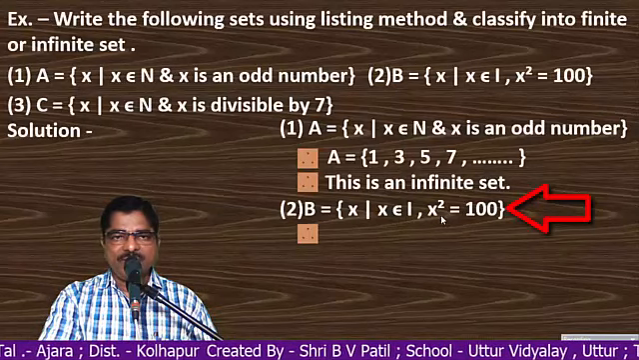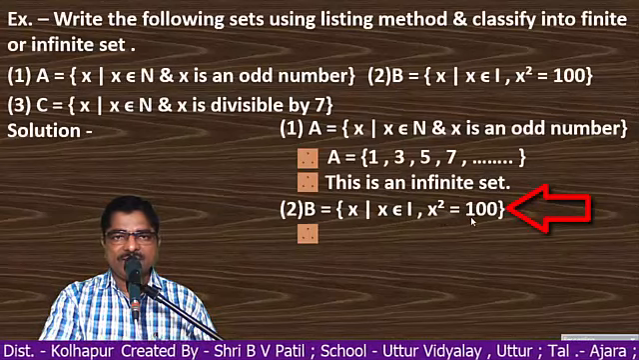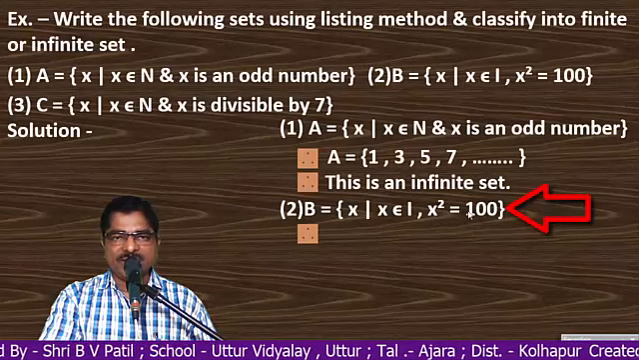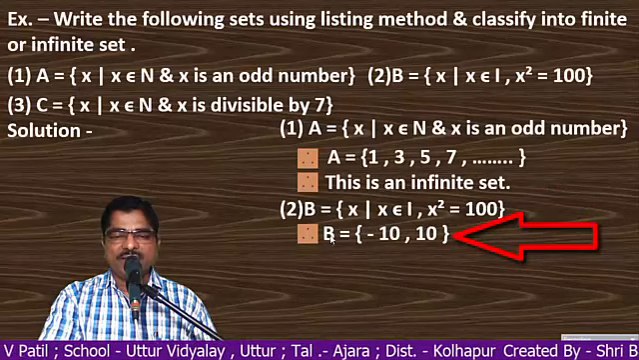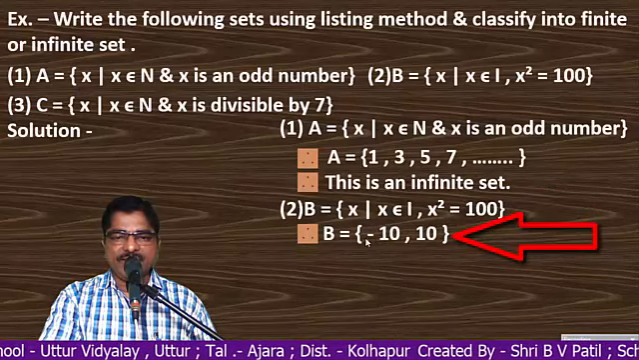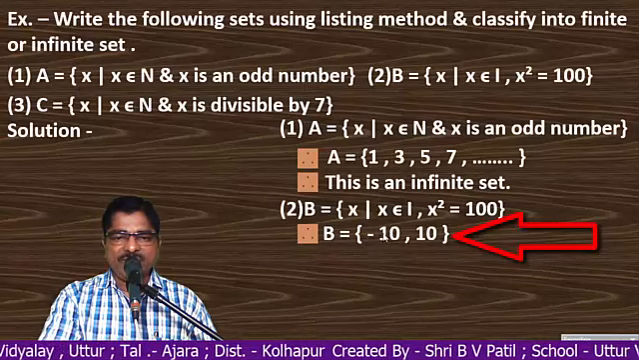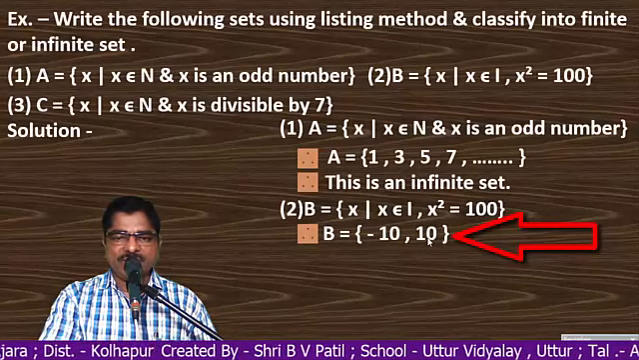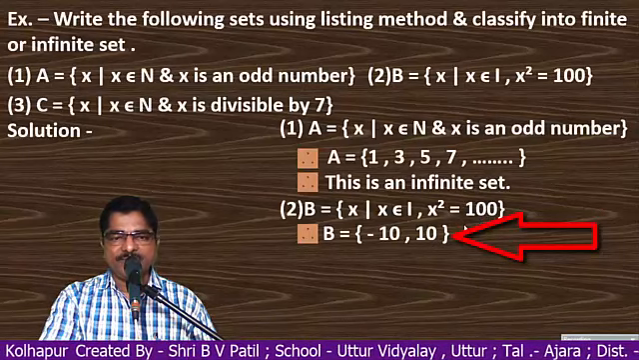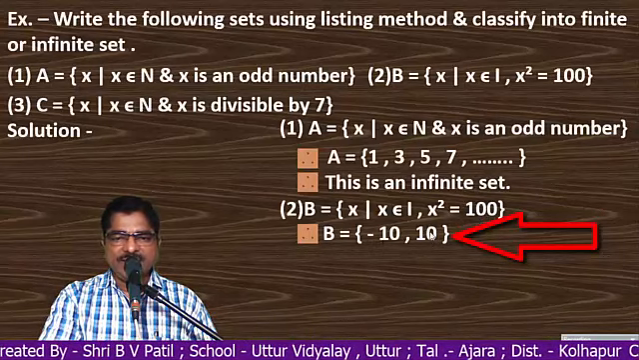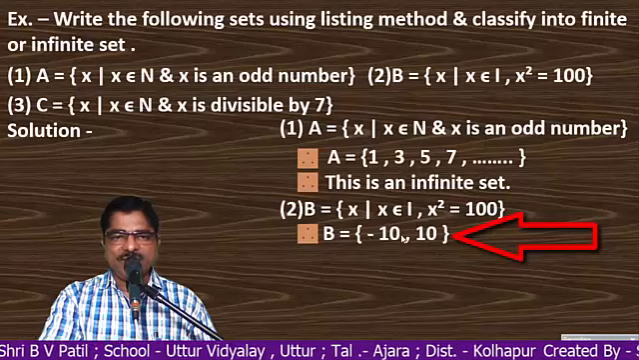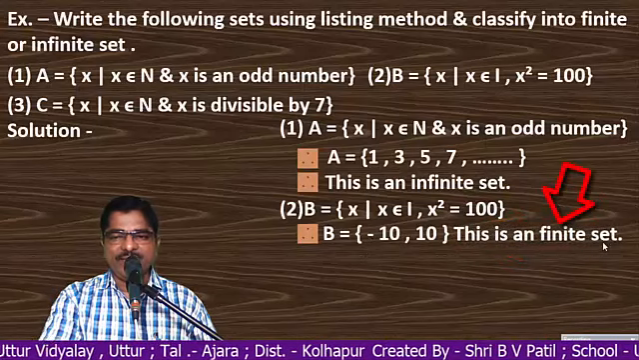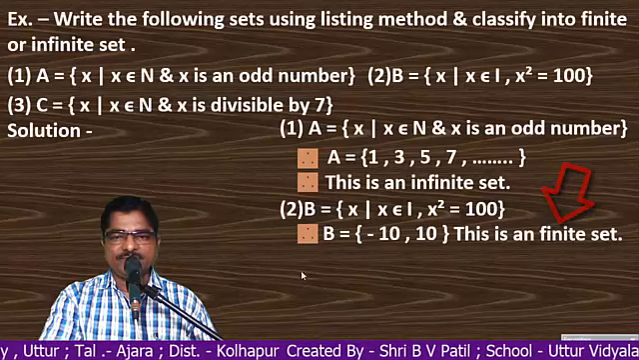Is it possible that -10 square is 100? Yes, -10 square is also 100. Therefore B is equal to {-10, 10}. Square of -10 is 100 and square of 10 is 100. And these two numbers are countable. Therefore this is a finite set.